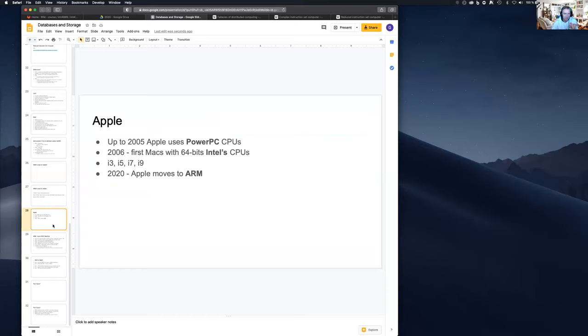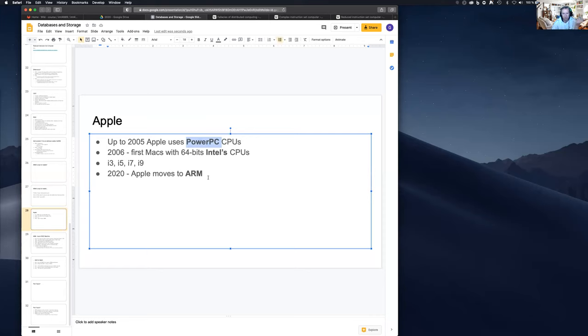So interestingly enough, up to 2005, Apple was using PowerPC, and PowerPC is a Motorola. That was IBM, actually. Motorola was a different chip. Those are examples of RISC architectures as well. So in 2006, Mac switched to using 64-bit Intel CPUs, and they were using them for over 15 years. And now Apple moves back to RISC. So they are shifting from CISC architecture to RISC because it has those benefits.